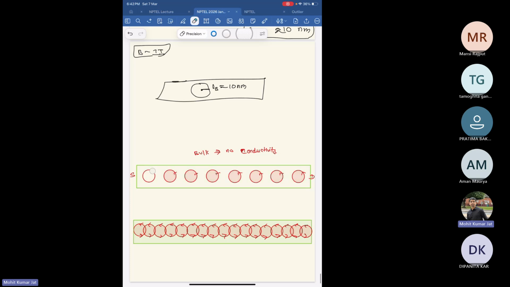But here they cannot jump, right? If electron is moving on, let's say this one, so electron will keep moving on this one. It cannot jump to this another orbit. How will it jump? They are not connected. But in the second case, they can, and that's why it gives the finite conductivity.